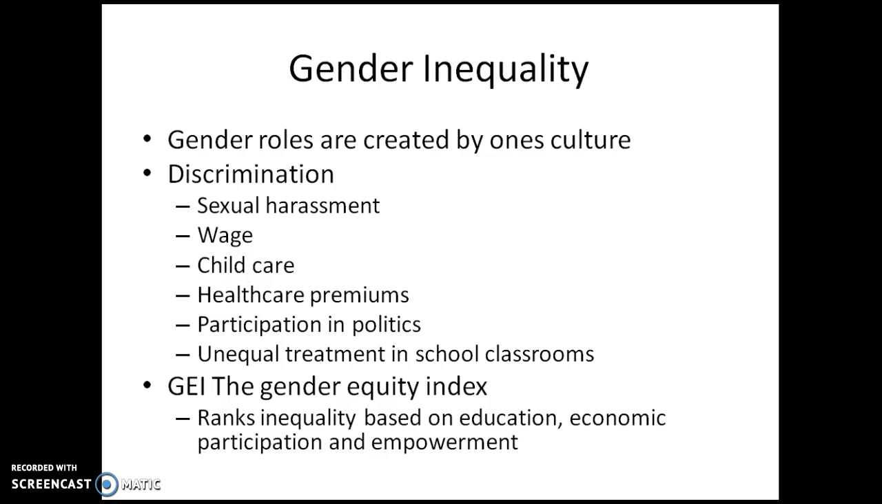The GEI is the Gender Equity Index. This is the ranking that they use to determine inequality based on education, economic participation, and empowerment. So it gives us a good idea of how much inequality there is in a set culture based off of using this index. We're going to do something kind of similar to this in our class. You guys are going to do a little bit of a survey to get a better idea of what kind of inequalities exist at Eastern.